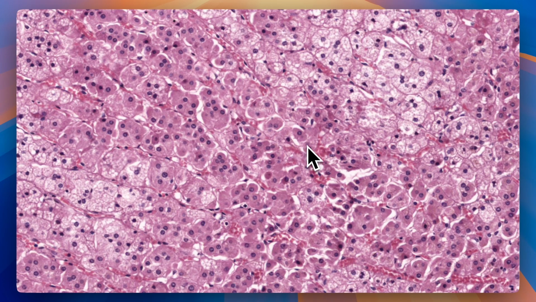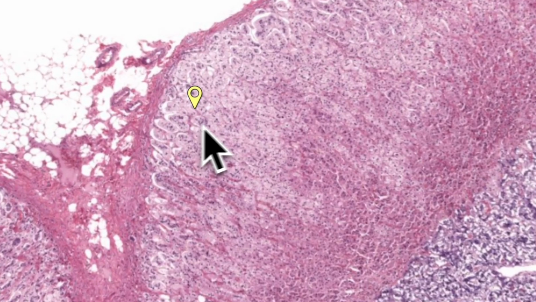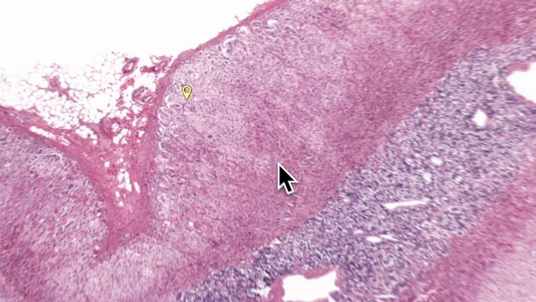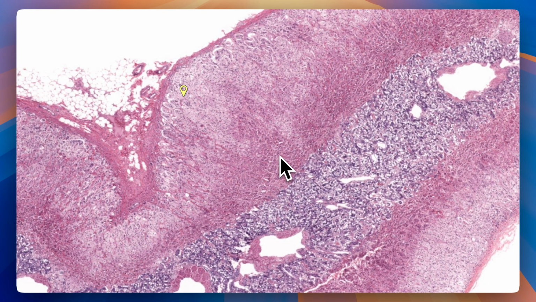So 3 different zones: glomerulosa, fasciculata, and reticularis, for salt, stress, and sex. Again, histology reflects function, and in this case you're in luck since the names of the zones reflect the histology.